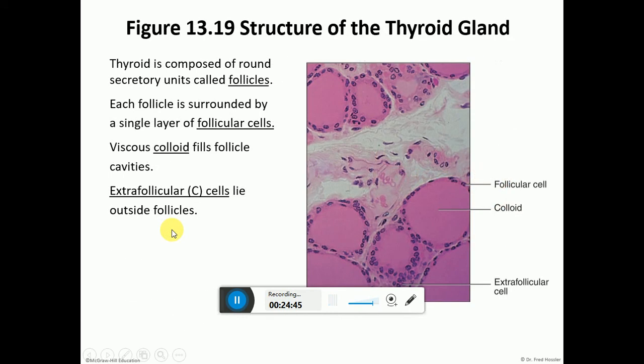Here you can see these follicular cells that make your T3 and T4. You can also see the extrafollicular cells in between, and that is going to make calcitonin. Calcitonin is responsible for toning down the amount of calcium in blood, so it'll take any excess calcium from the bloodstream and deposit it into bones. Well, you can see here that pink structure right in the middle, that is colloid, which is basically concentrated thyroxine.